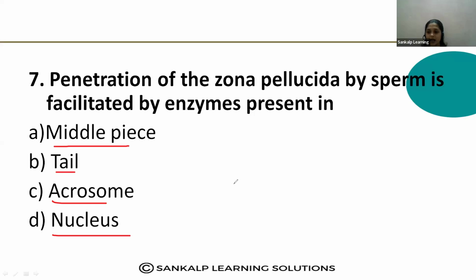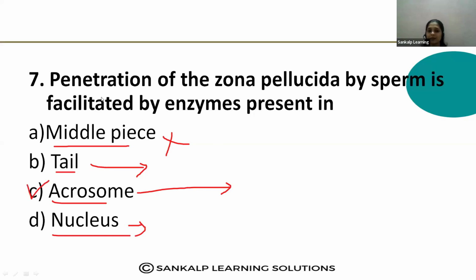No, seventh one, Akash, and A is not a correct answer. Many are writing A. Middle piece contains the mitochondria and provides the energy for the sperm to swim. There are no enzymes present in the middle piece that facilitate the penetration. Middle piece is not the correct answer. Tail helps for the swimming, and nucleus contains the genetic material, but acrosome, that part contains the enzyme. So C is the correct answer.